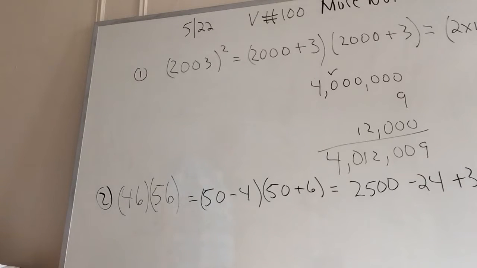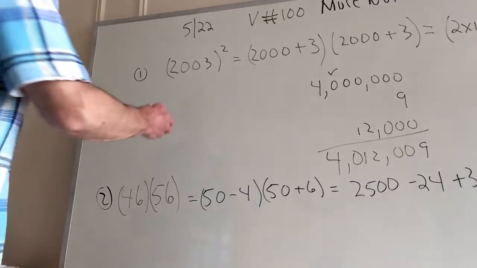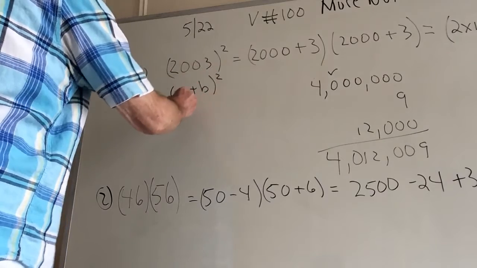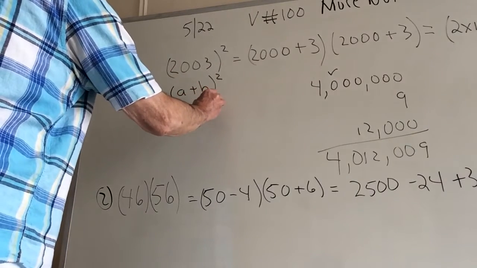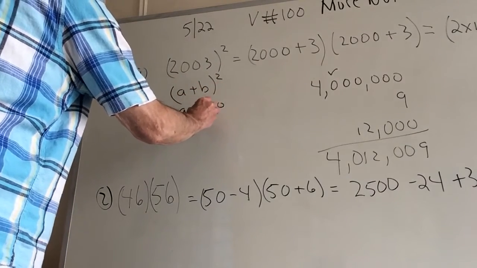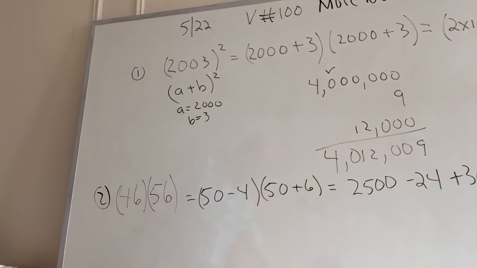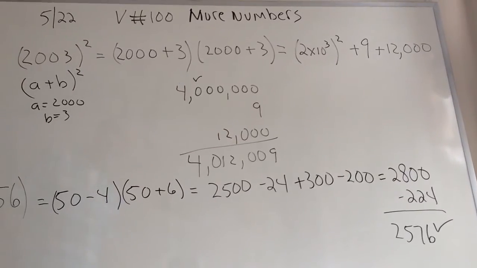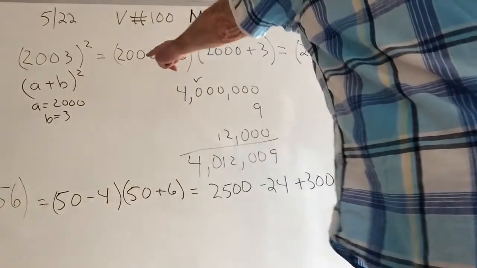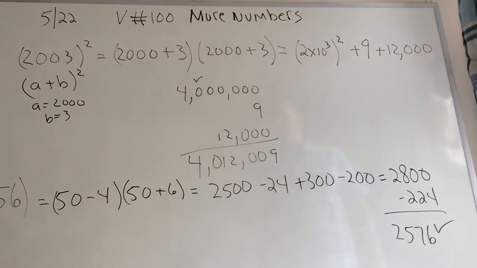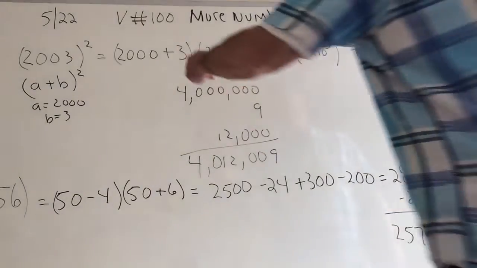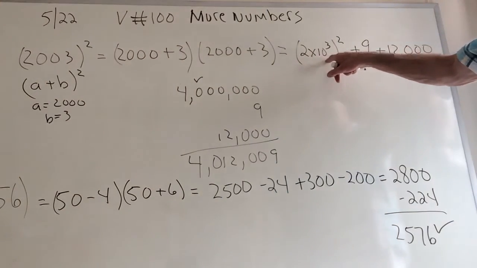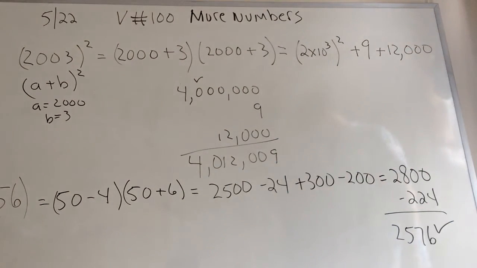Okay, so let's see what we did. We broke it up into the format a plus b squared, and a equals 2000, b equals 3. This has been explained to you. I'm sure you're communicating with me if this doesn't make any sense. And then let's follow what I did over here. So it's 2000 plus 3 times 2000 plus 3. And because there are 1, 2, 3, 1, 2, 3, I took 2 times 10 to the third and I squared it. Okay? So there we go.